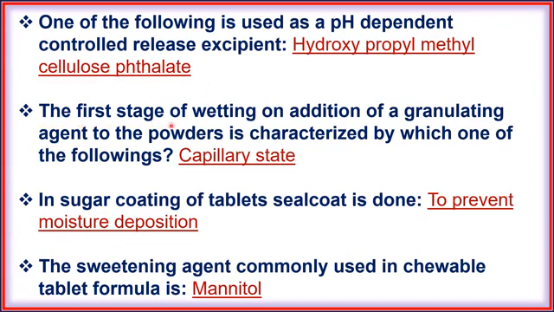Next, the first stage of wetting on addition of a granulating agent to the powder is characterized by which one of the following? Capillary state. Next, in sugar coating of tablets, seal coat is done to prevent moisture deposition. Next, the sweetening agent commonly used in chewable tablet formula is mannitol.